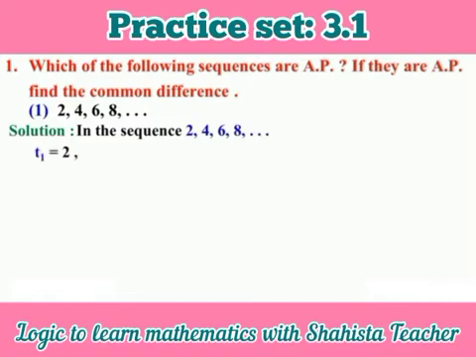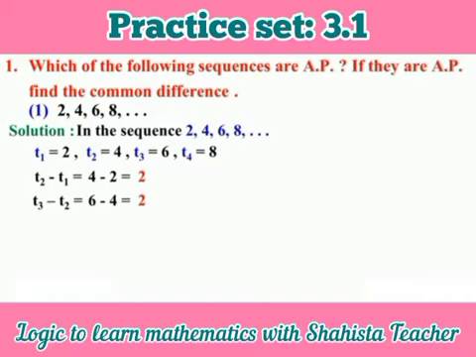So T1 is equal to 2, T2 is equal to 4, T3 is equal to 6 and T4 is equal to 8. Is that clear? Now the second term is subtracted by the first term. So T2 minus T1 is equal to 4 minus 2, which gives us 2. Now T3 minus T2 is 6 minus 4, that is again 2. Now T4 minus T3 is equal to 8 minus 6, that is equal to 2.